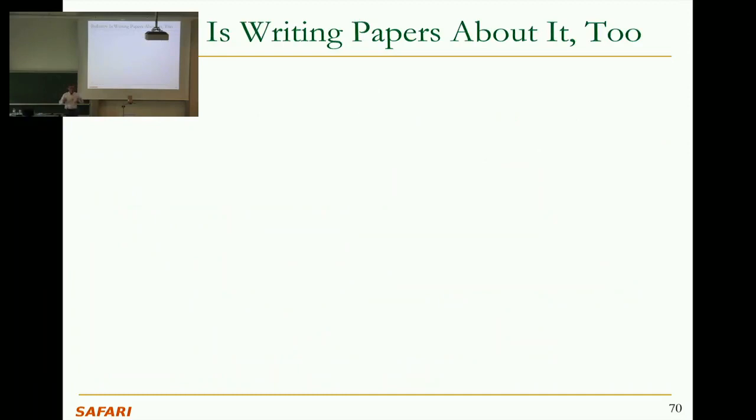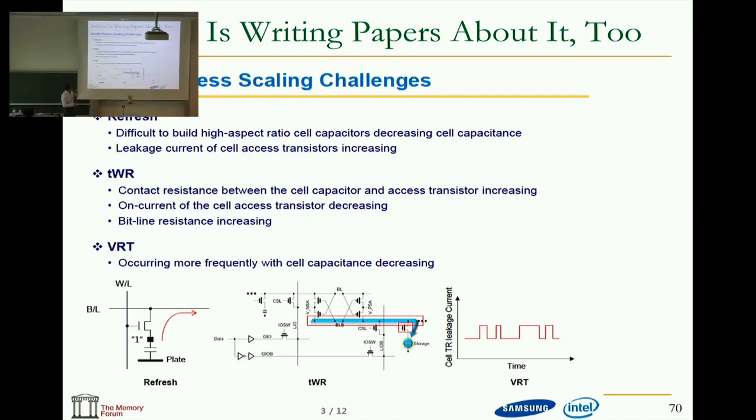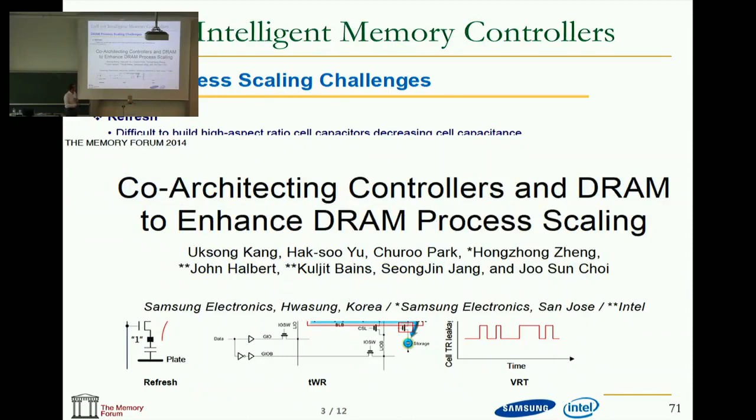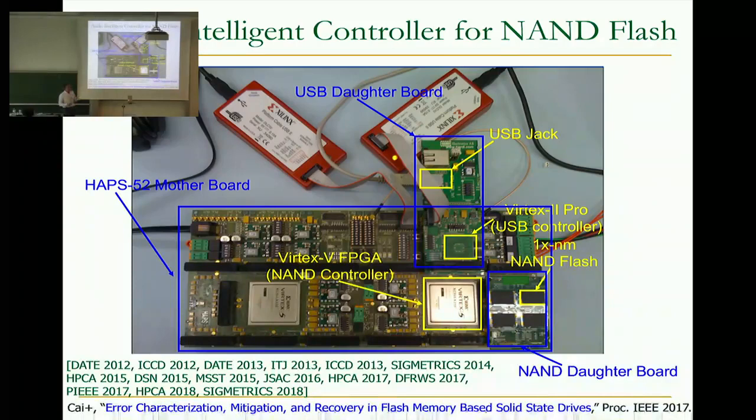Okay, so industry is writing papers about it, too. This was actually published in 2014, and this is concurrent with the Rowhammer work. They said that it's difficult to improve DRAM scaling, so they also argue for a similar solution: we should have more intelligent controllers to enhance memory issues. And actually, we know how to build these intelligent memory controllers.